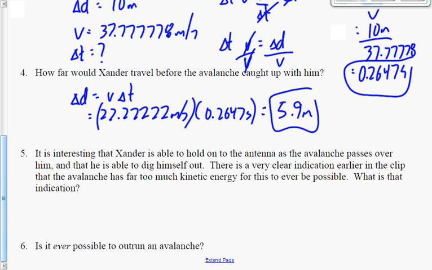And 6, is it ever possible to outrun an avalanche? Right, but if the world record holder has gone 22. For all practical purposes, is it possible? No. The answer is no, okay? The answer is no. I mean, is it theoretically possible? Of course it is. Of course it's theoretically possible. Is it ever going to happen? No, it's not ever going to happen.